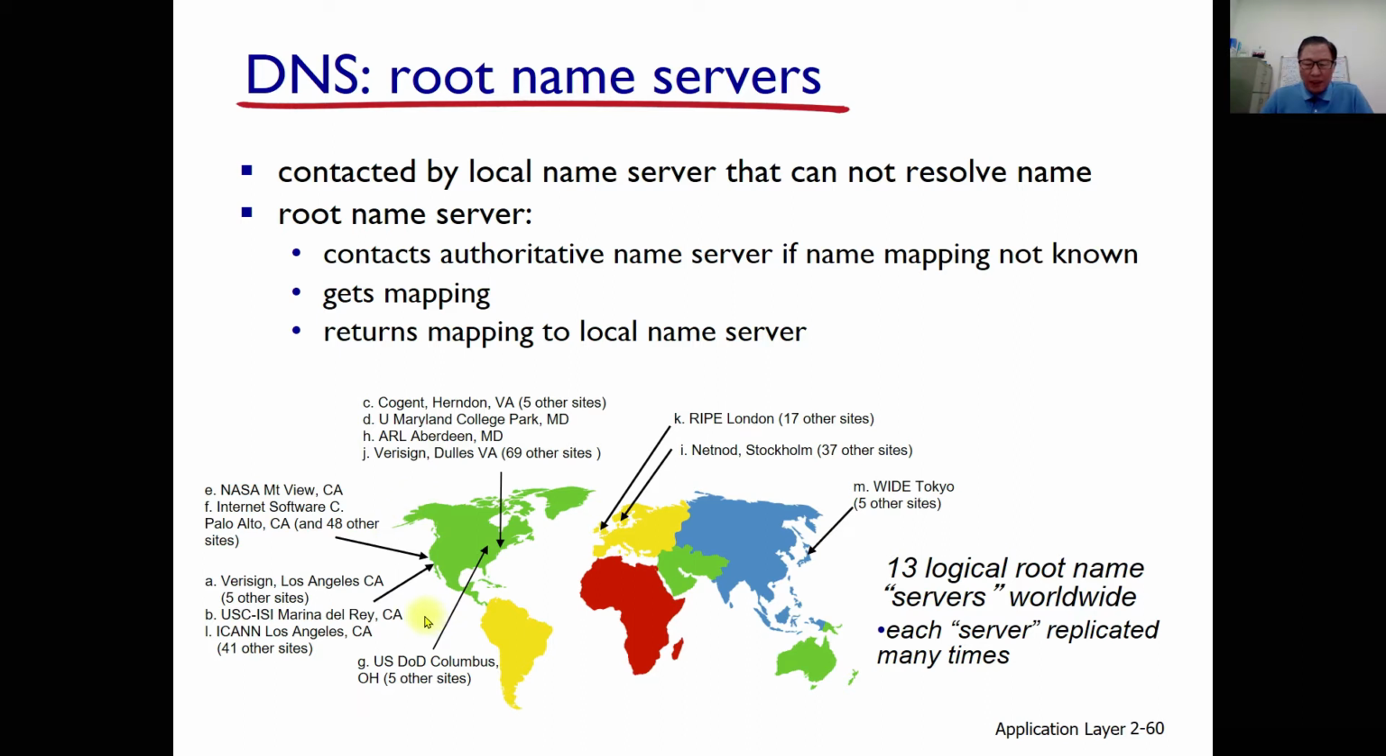Here, the name servers are distributed in the world. There are 13 logical root name servers worldwide, and mirror name servers are also located in many places. Each server is replicated many times. Mainly those are located in North America, but also in the European area, also here in Asia, Japan, and also in Korea we probably have a mirror root name server.